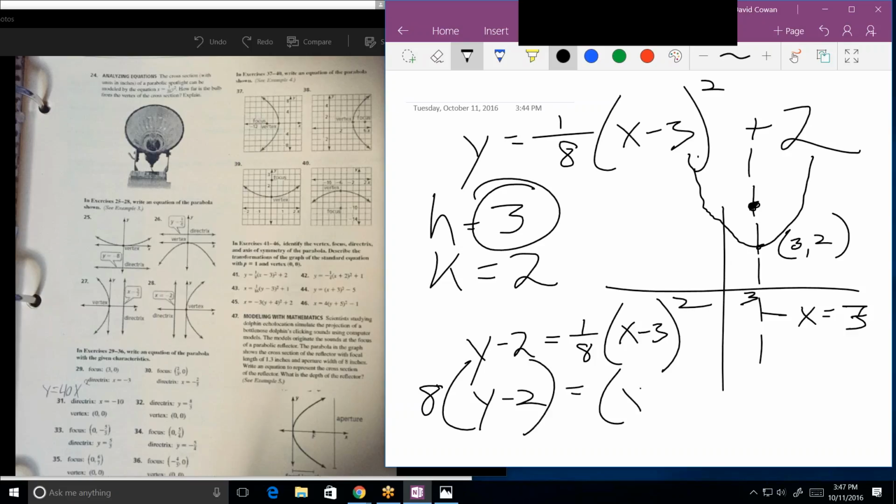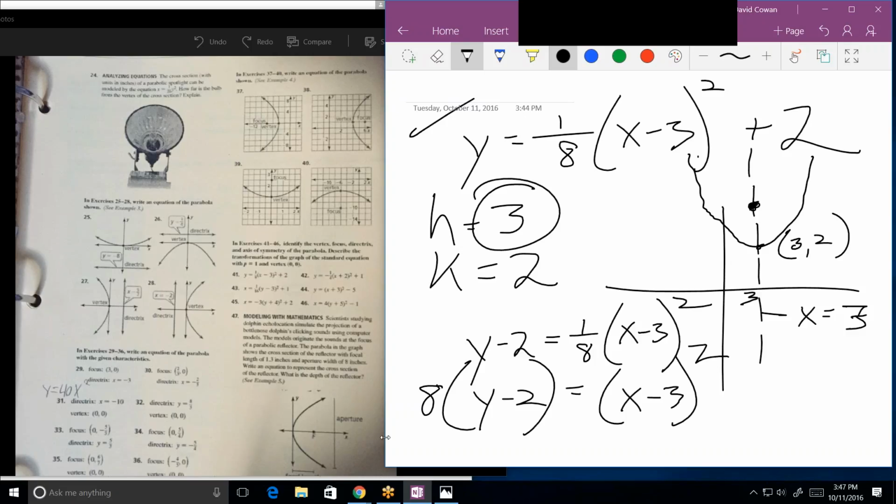The reason I multiplied everything by 8 is because I wanted to get it into the P format, not the A format. It was given to me. That's the standard format for the A format right here, whereas A is 1/8. You could just use the formula that A equals 1 over 4P, or P equals 1 over 4A. But I'm a little hesitant not to have you do it this way.